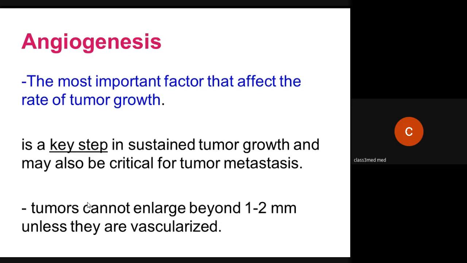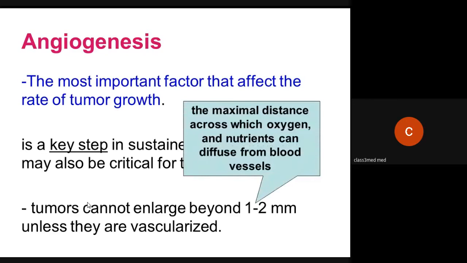1 to 2 millimeters represent the maximum distance of the diffusion of the oxygen and the nutrients from the blood vessel to the cells. Okay, so any growing tumor cannot grow more than 1 to 2 millimeters without angiogenesis.